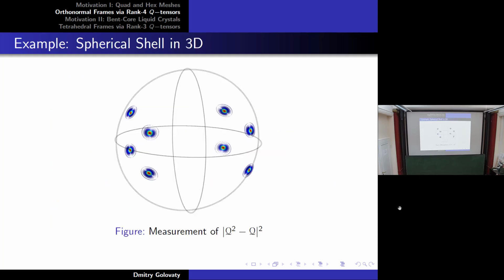This is a picture in 3D. It's the same problem, except now this is an orthonormal frame. It's a critical point for orthonormal frames on a spherical shell. And as you can see, the colors here simply indicate the value of the nonlinear potential. You end up with exactly 8 singular points, as you should, and they're equidistant.